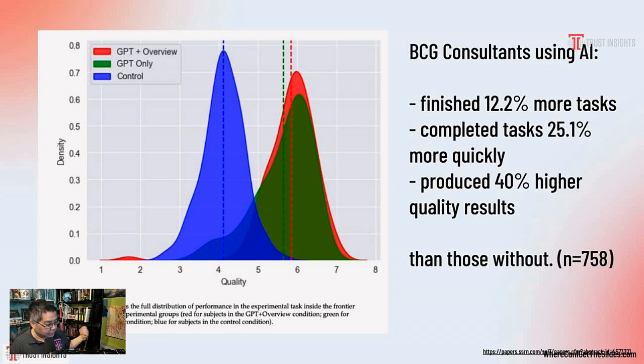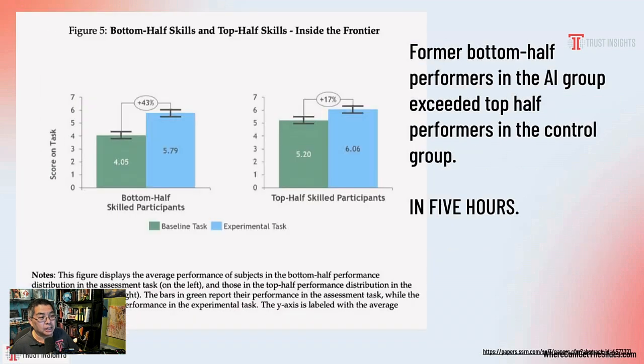In a test last year, Boston Consulting Group and Wharton Business School gave consultants access to generative AI. They found that across the board, consultants finished 12% more tasks, 25% more quickly, with 40% higher quality results, which is a pretty incredible change, particularly since it turned bottom performers into top performers in 5 hours. It is an incredible change in your workforce. So these tools are very capable.